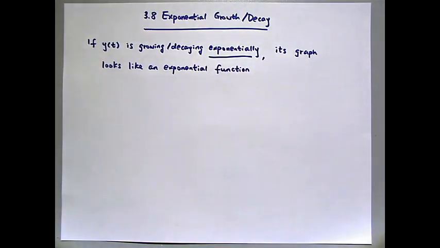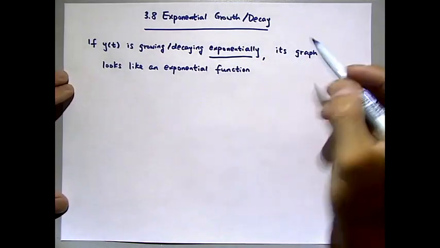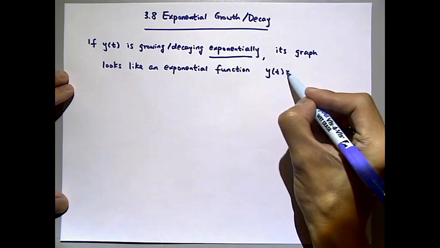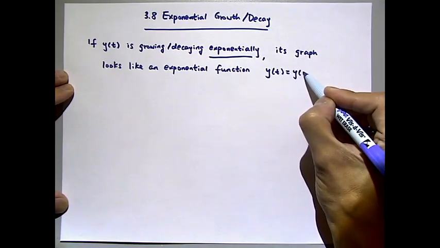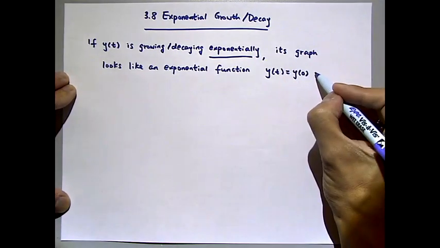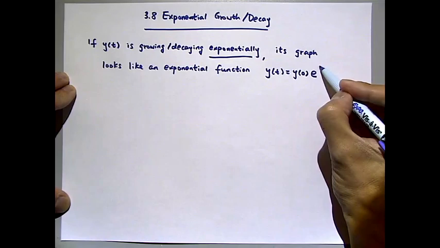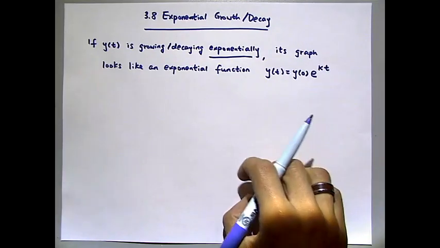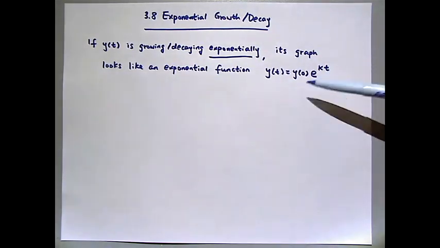Exponential functions in general, using the variable we're using here, y of t, are of the form: some constant, I'll write y of 0 for now as a constant, times an exponential function e to the power of some other constant k times t. You'll see in a little bit what these constants refer to. So plain and simple, if you were to graph something that's growing or decaying exponentially, you get a graph of an exponential function.